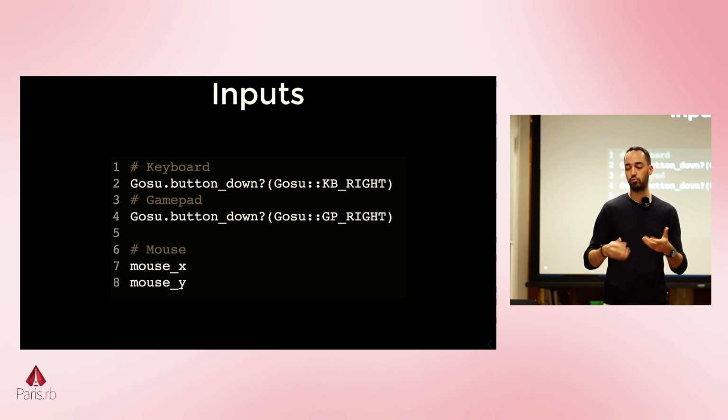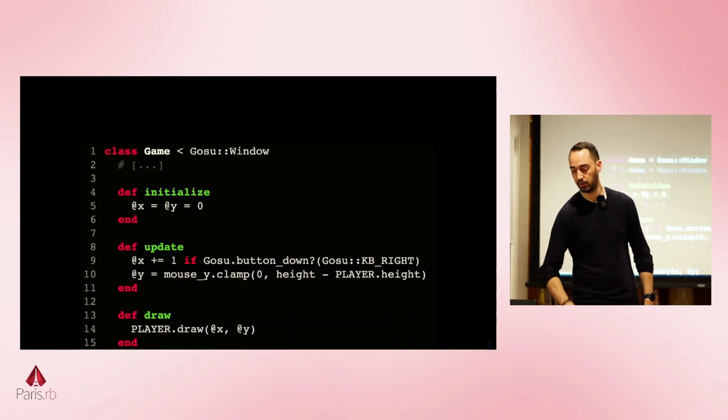Another thing that is usually used is to have the coordinates of the mouse in your window. And for that, you have two methods, mouse X and mouse Y. So let's see how we can use that.